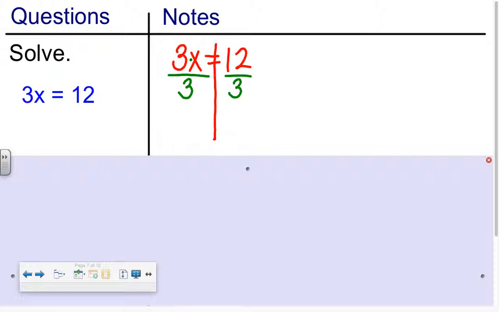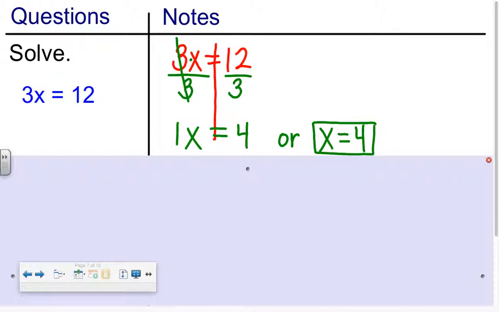3 divided by 3 is 1. Sometimes I'll cross it off, sometimes I'll write the 1 on the first example, but you really don't need the 1 there. So 3 divided by 3 gave me the 1, and then I bring down my x. 12 divided by 3 is 4. So 1x equals 4, or the correct way to write it is without the 1 there, so it's just x equals 4. Then if I wanted to, I could go back and take that 4 and plug it into my original equation. So 3 times x, or 3 times 4, equals 12. 3 times 4 is 12. 12 equals 12, so that is correct.